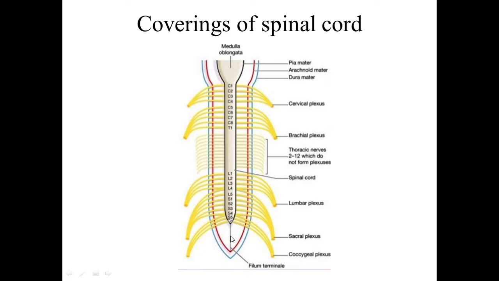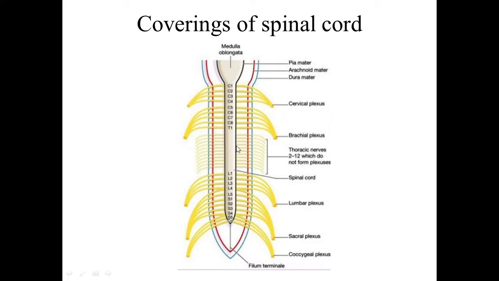So this is the subarachnoid space and it is filled with CSF. The space between the arachnoid mater and pia mater is called the subarachnoid space, and it is filled with CSF. And the innermost covering is the pia mater. So this is the pia mater. It is a thin vascular membrane and it closely invests the spinal cord. So it is adherent to the spinal cord.